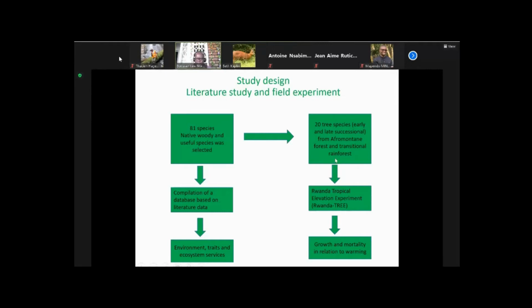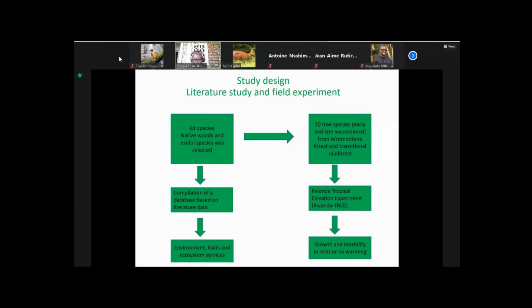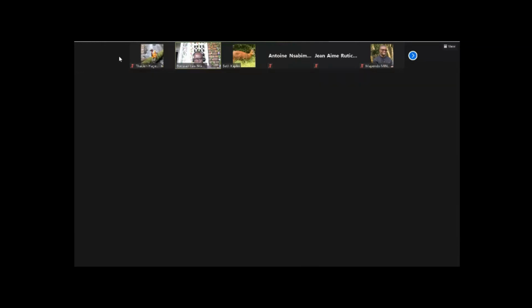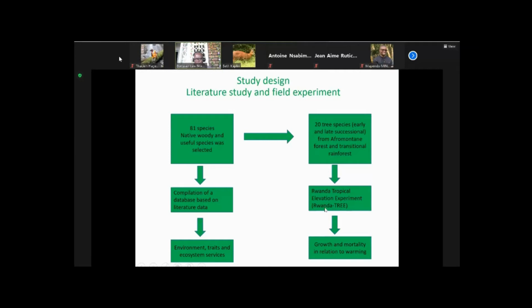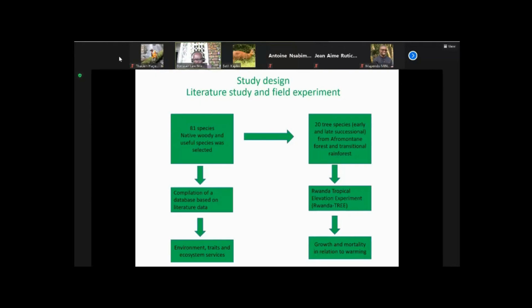While in the presentation, we have an experiment at field level where 23 species, early and late successional groups from montane forests and the transitional rainforest, have been planted for the experiment. They are under the project which we call Rwanda Tropical Elevation Experiment, Rwanda Trees. And so I'm working on the growth and the mortality in relation to warming. We are working as a team.